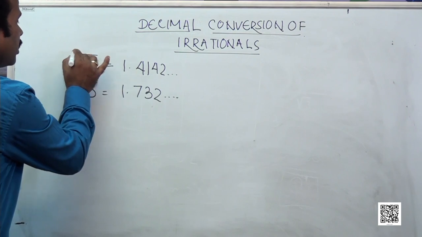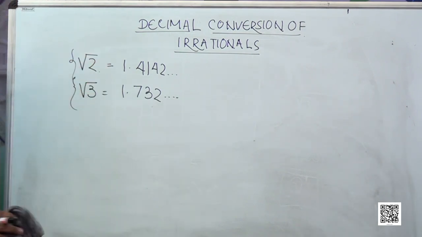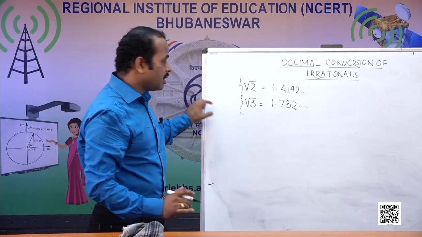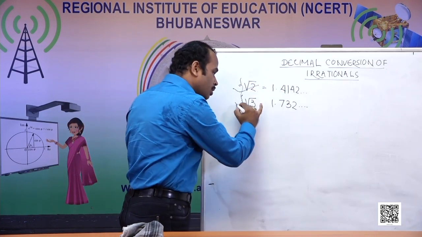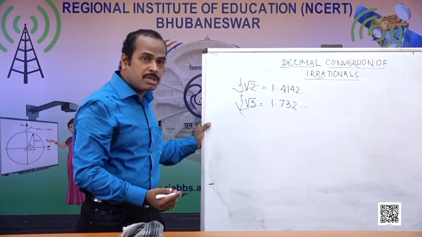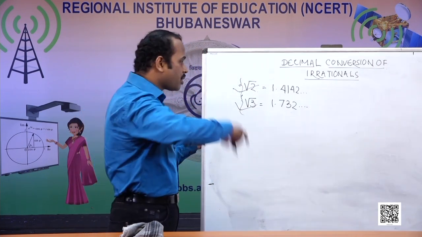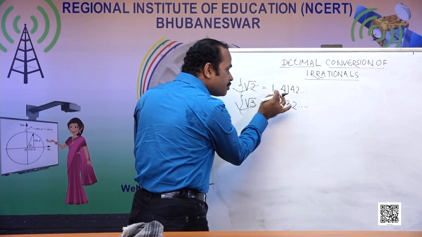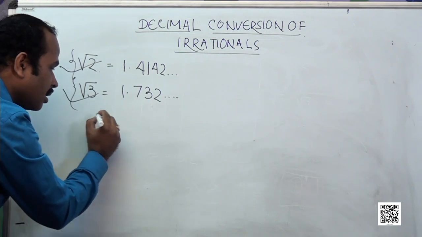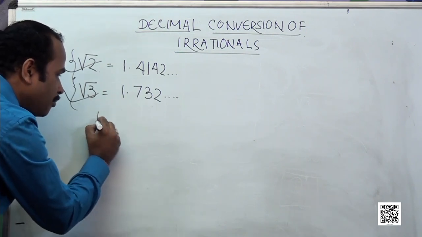So between this root 2 and root 3, suppose I have to find more irrational numbers to put in between. This is an irrational number, and this is also an irrational number. But between these irrational numbers, I have to find some more irrational numbers. So how will I find them? I have to find a number which is more than root 2 but less than root 3. So I have to find, again, here it will be 1 point.